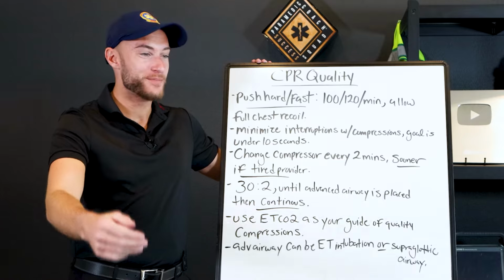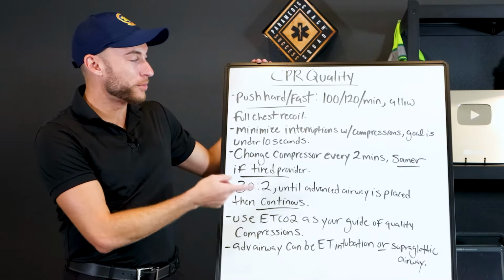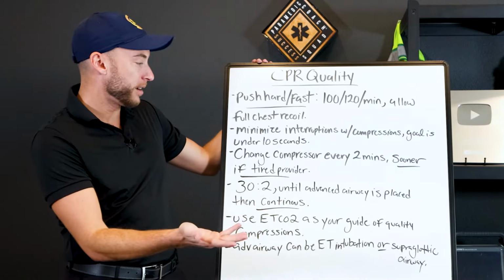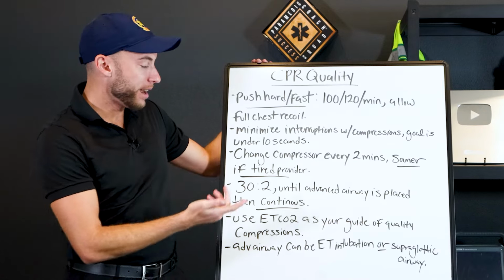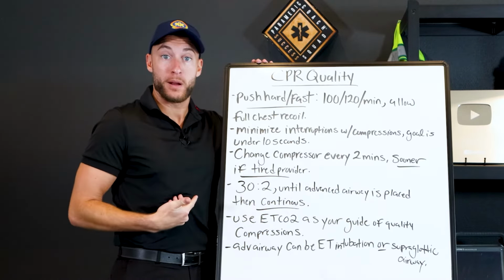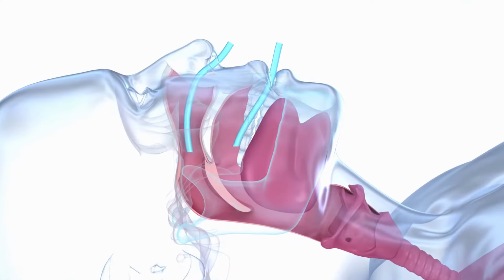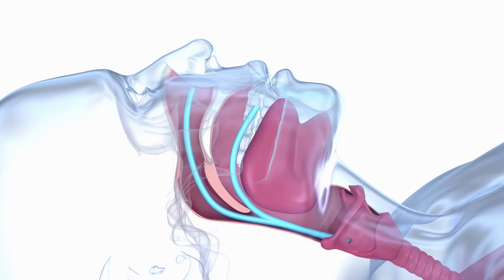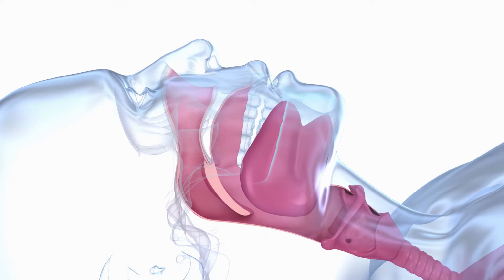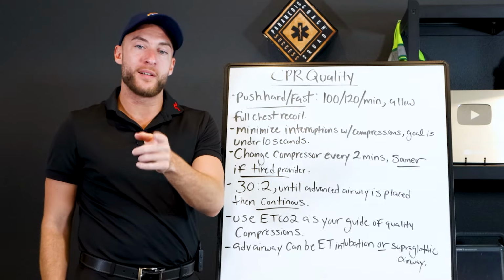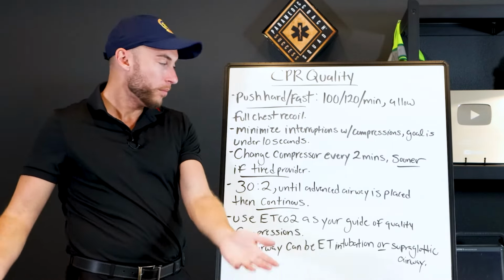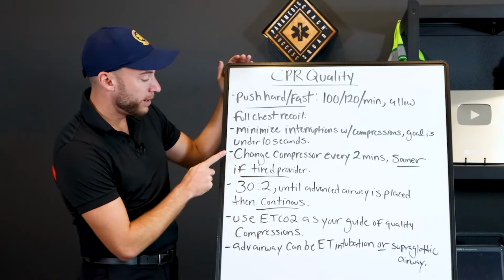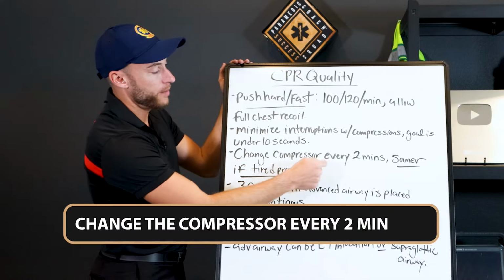Good question, right? So that tells me, because of what I'm seeing from ACLS, as a paramedic I would like to get an advanced airway in, following the algorithm, as soon as I possibly can, so then I can have continuous compressions. Pretty cool? Okay, great. So next piece here is change the compressor every 2 minutes.